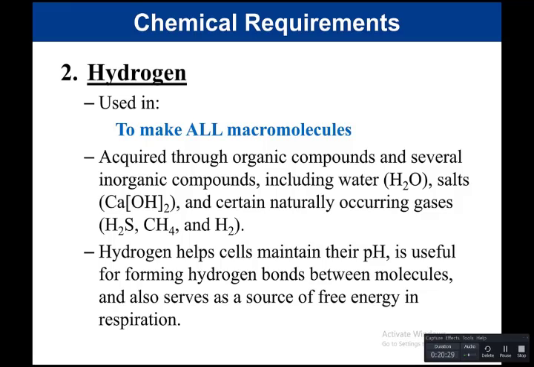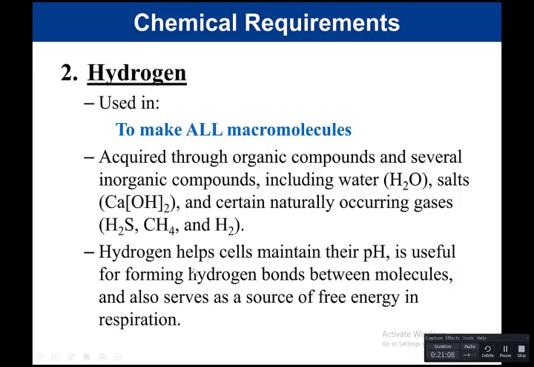How do organisms acquire hydrogen? Well, they take in hydrogen through organic compounds, right? So taking in glucose, for example, or proteins, etc. And they're acquired through several inorganic compounds as well. Water, for example, would be a way for a cell to take in hydrogen. Salts, for example, and then certain naturally occurring gases like hydrogen sulfide, methane, and hydrogen gas. These would be another way that organisms could potentially take in hydrogen.